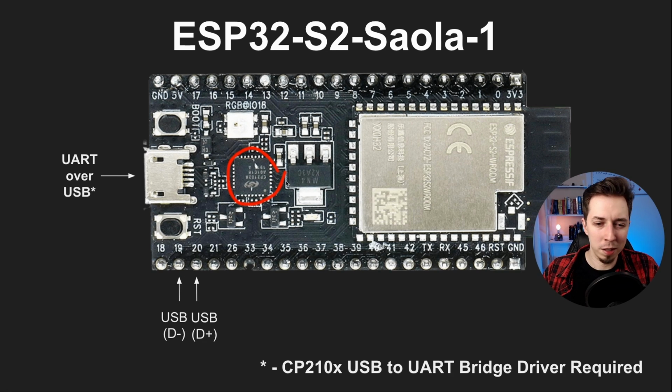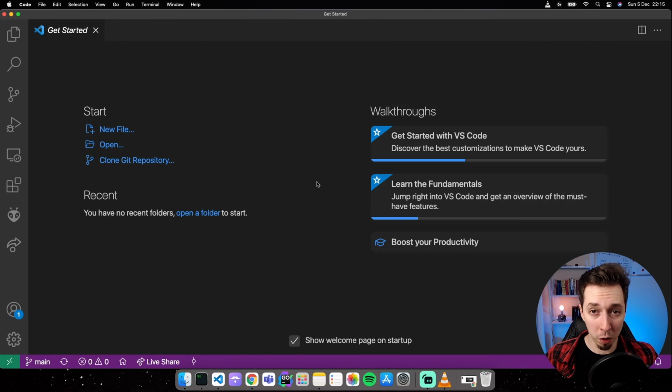Okay, and I think this is it in terms of the overview. Let's move to Visual Studio Code to create a new project. So here is my Visual Studio Code already opened with the PlatformIO extension installed.